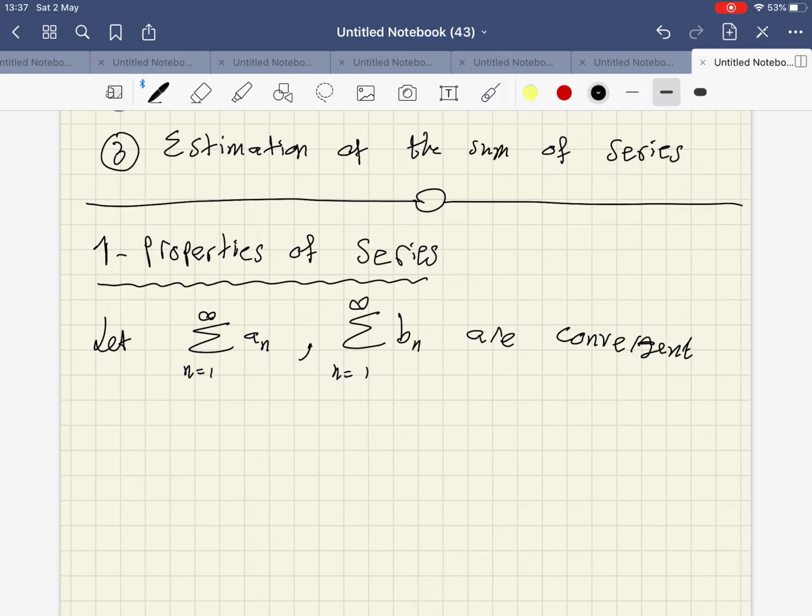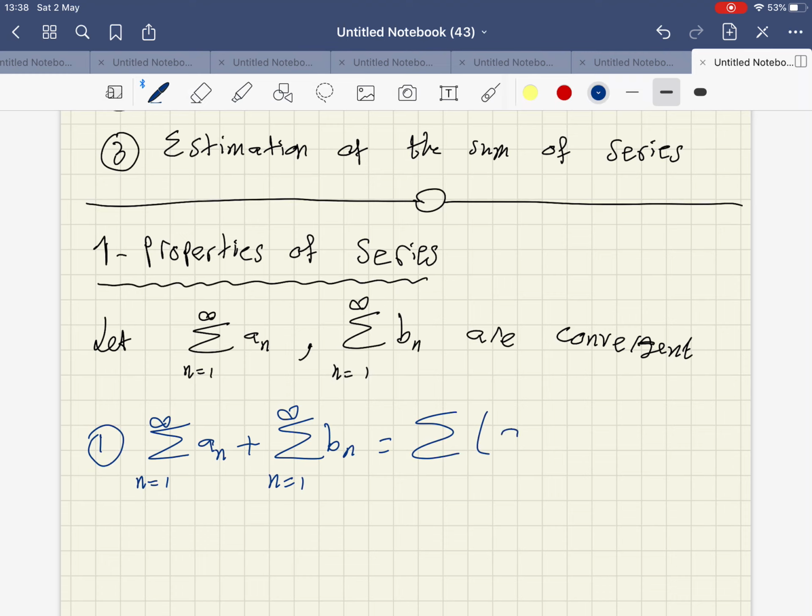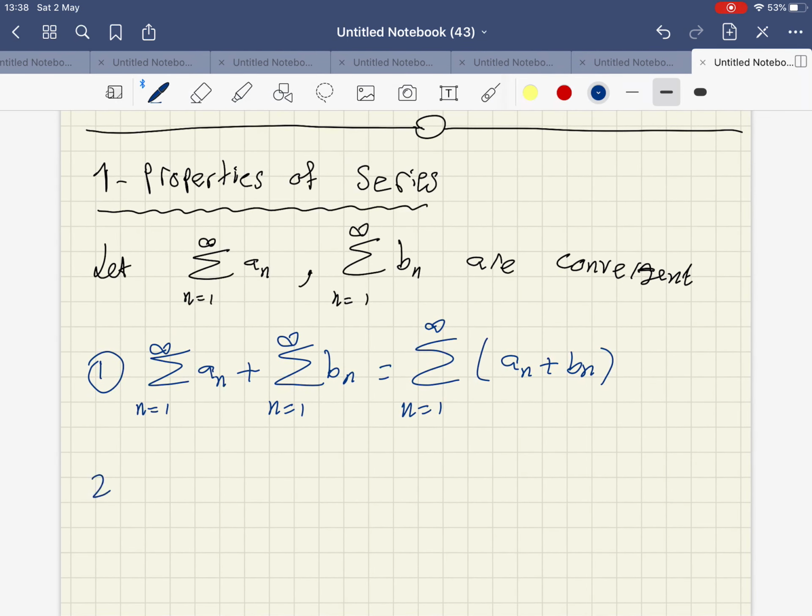The first property is what happens if we add them. Of course, as you could expect, this is the same as if you add just the sequences. That's a common one, we know it from the sigma notation. Second property, what happens if we have a number in front of a_n? Where this number can go, as you would expect, it will go just outside.